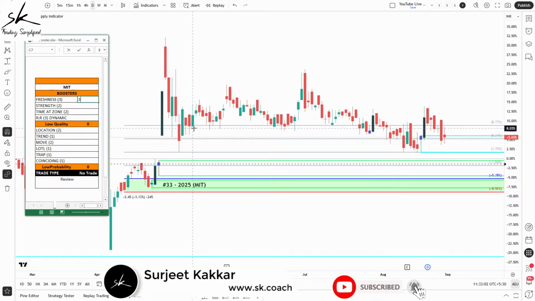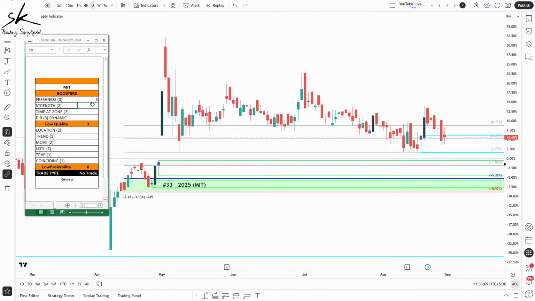Talking about strength, we do have an explosive move. That is the reason the indicator is plotting it. Otherwise, the indicator would not have plotted the zone for us. Gets a score of 2. Time at the zone, we only have 1 candle, which is again a score of 2. Reward to risk ratio we will take as an assumption.